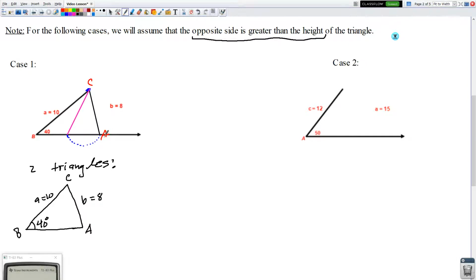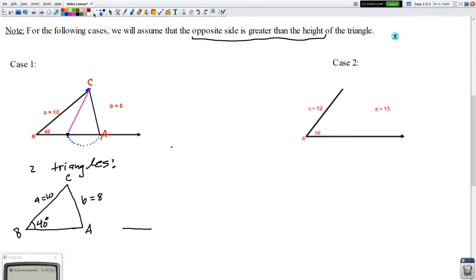And if we follow this line and drop it as if it was some kind of a pendulum, it's going to land somewhere around here. And that might be our second triangle in this case. Because now, notice that if we move that line like a pendulum, we're going to end up with a different triangle.